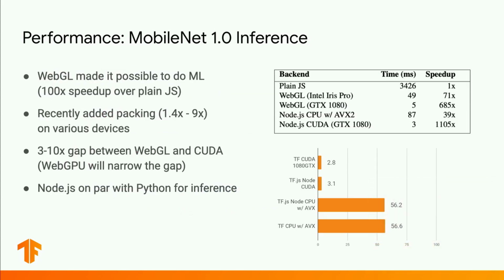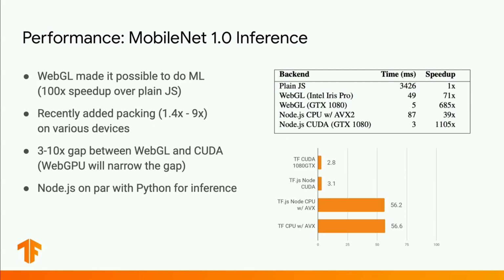All right, so a little bit about performance. The top right chart here compares TensorFlow.js on various backends. One thing to take away from this is that WebGL is what made this project possible to do ML in the browser, because it is 2 orders of magnitude faster than plain JS. And we are actively working on making WebGL faster. We have recently added packing, after we wrote the paper, which allows us to store values more efficiently in texels, and that can lead to anywhere between 1.4x to 9x speed up on some devices.